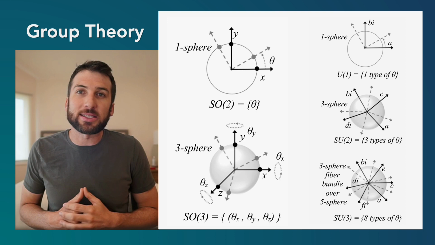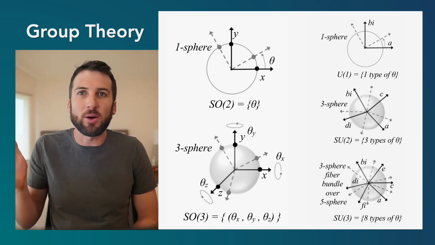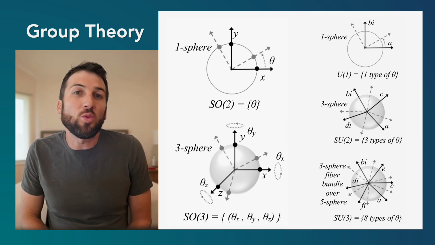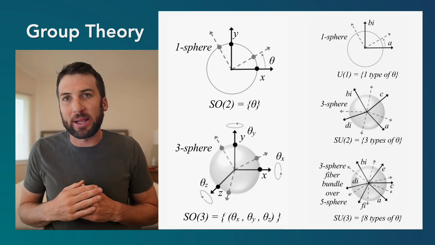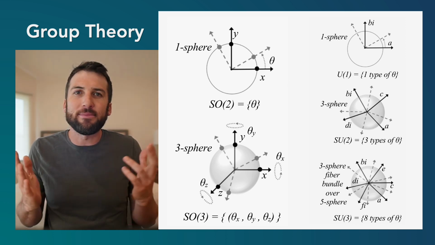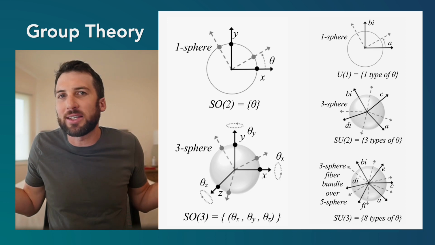So one complex number can be represented with the real component a and an imaginary component bi. So U(1), the group U(1), is all the rotations of one complex number. Now you can see that this just rotates, there's one angle, and this is basically the same as SO(2), right?